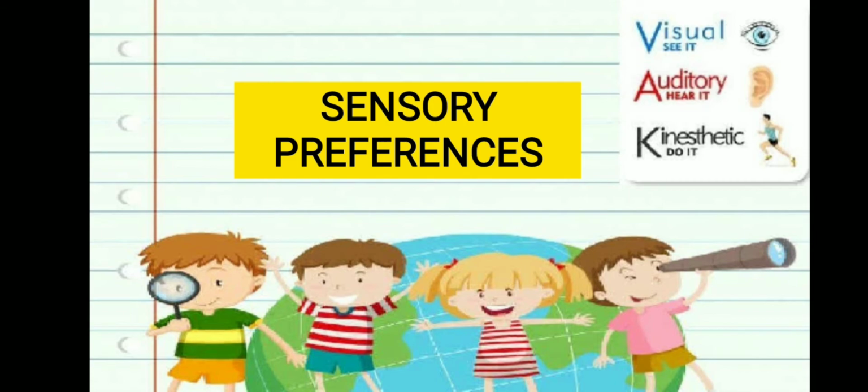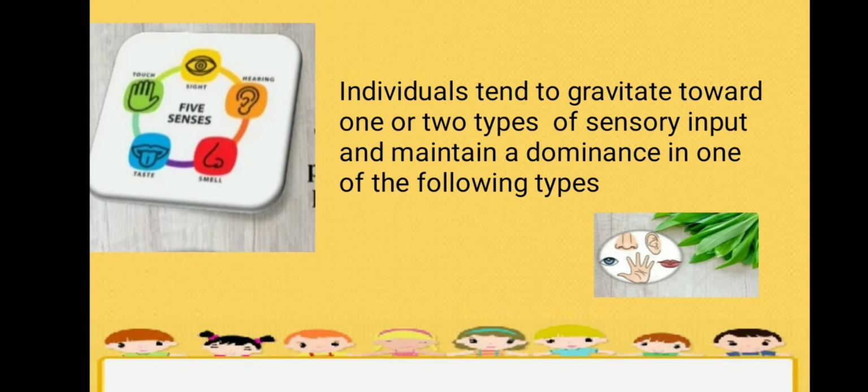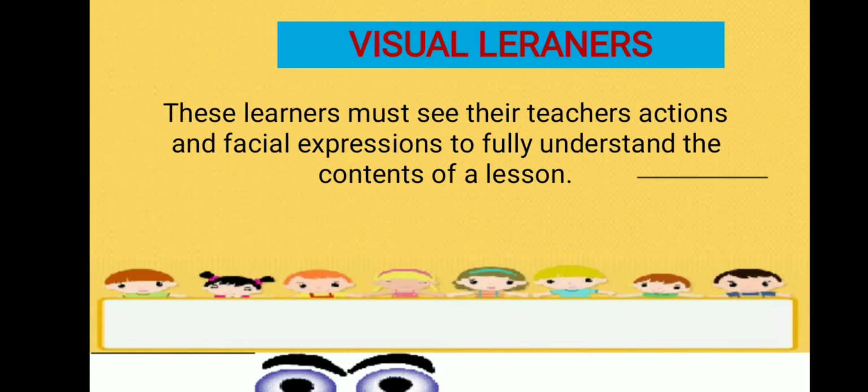Sensory preferences. Individuals tend to gravitate toward one or two types of sensory input and maintain a dominance in one of the following types. Visual learners. These learners must see their teacher's actions and facial expressions to fully understand the content of a lesson.